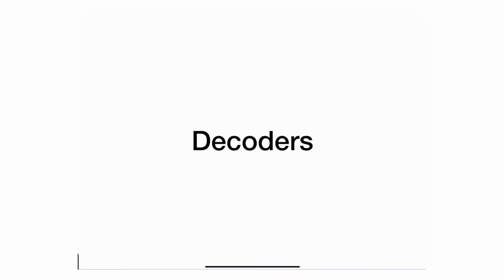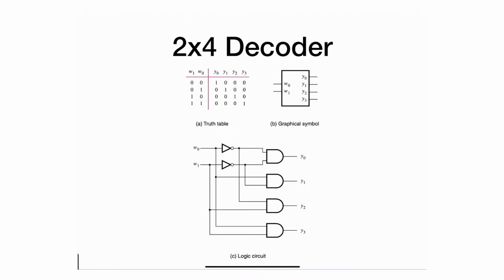Decoders are also basic combinational circuit building blocks, and we call them building blocks because, like multiplexers, they appear everywhere as well. So let's see how they operate and what they do. In here I'm showing you a 2 to 4 decoder. What do these numbers mean? Well, 2 means it has 2 inputs, and 4 means 4 outputs.